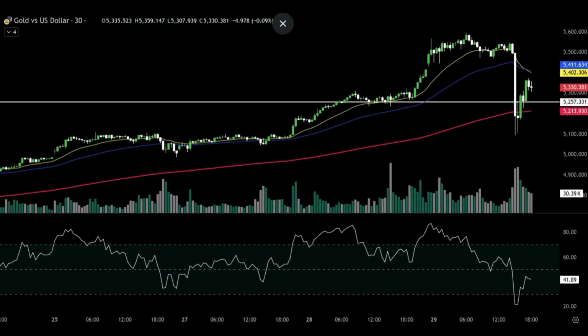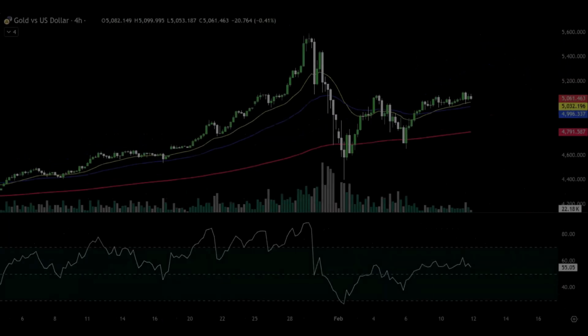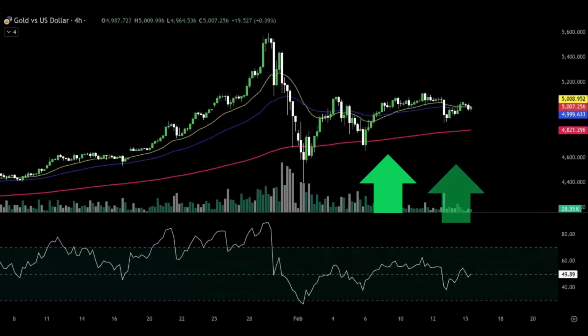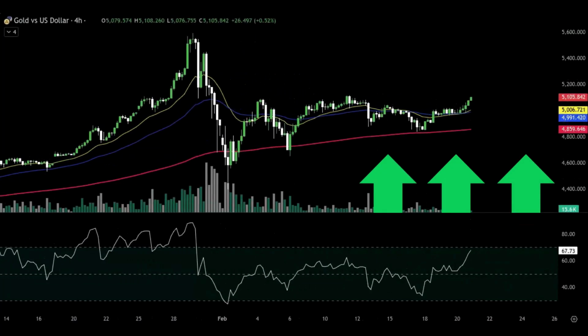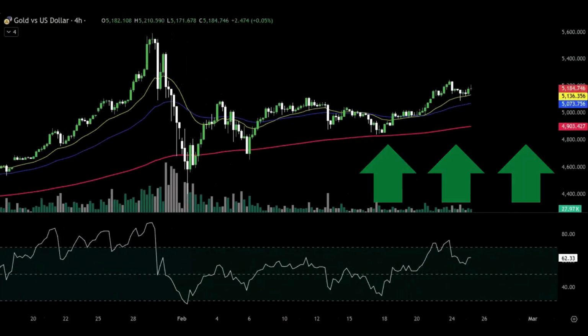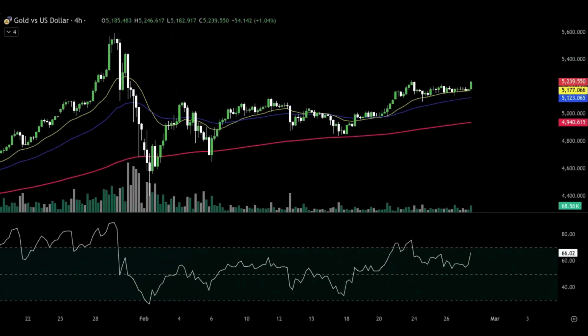But be careful. One structure break alone does not mean the trend has changed. Many traders make this mistake. Gold often breaks structure and then continues in the original direction. So we need more confirmation.